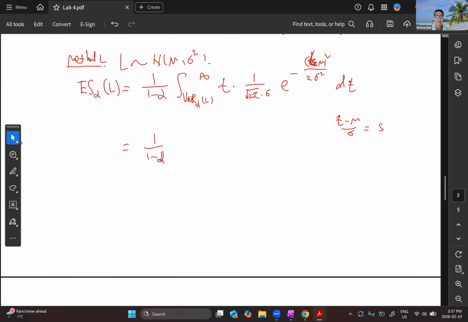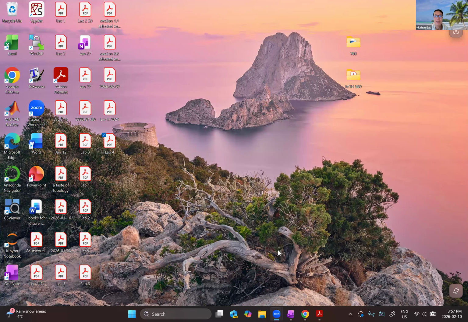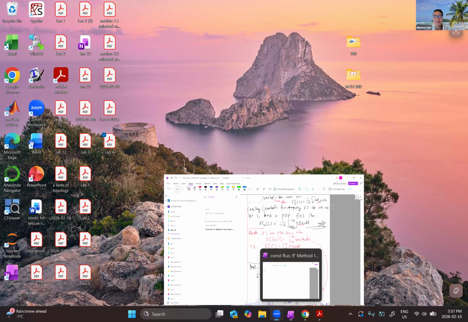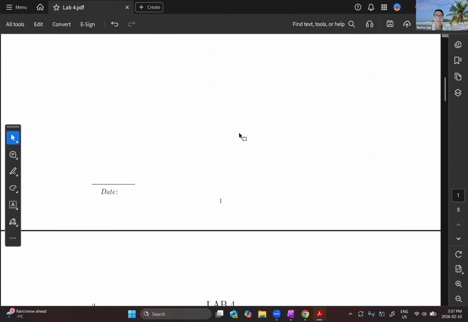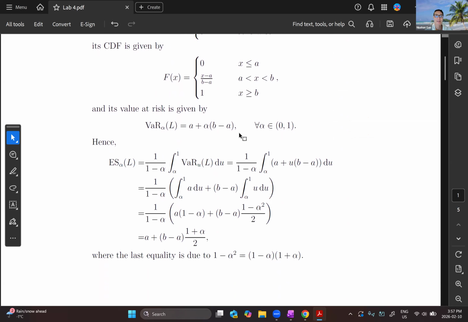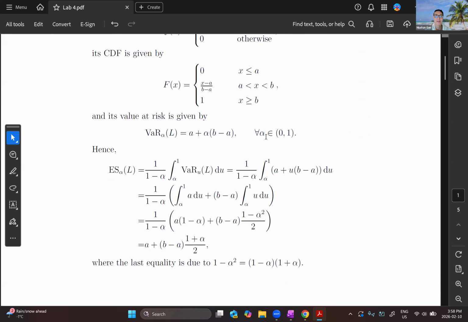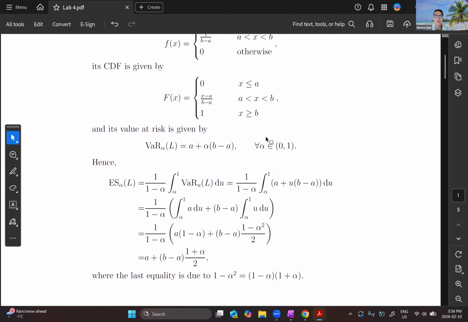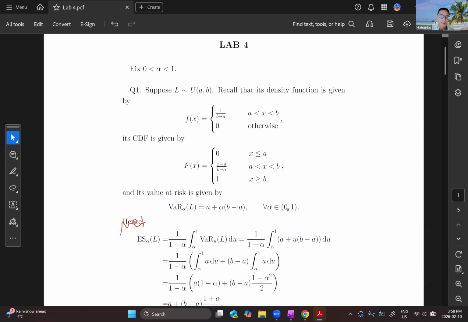I think I can simplify it a little bit. Let me do the second method a little bit later. I have a better way. Oh, we can do this one, the next one. Yeah, we can do this one. This is still method 1. What is method 2?